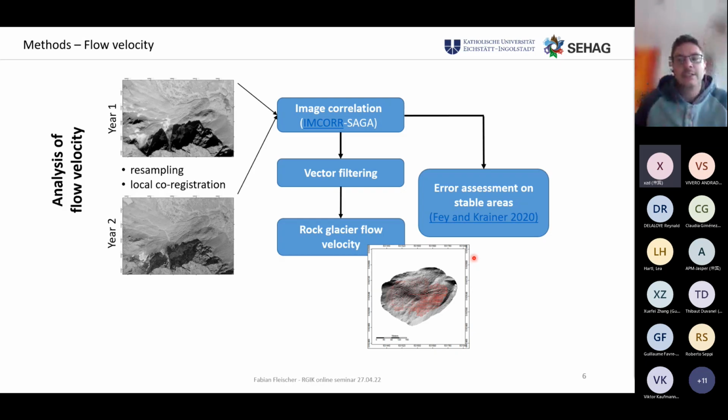To derive information on the horizontal displacements, we used both orthophotos, aerial images, and the hillshades from the ALS data. As a first step, we co-registered them. Then we used the image correlation algorithm ImCorr that's implemented in RGIK to derive the displacement vectors. We then filtered these vectors manually and also did an error assessment.